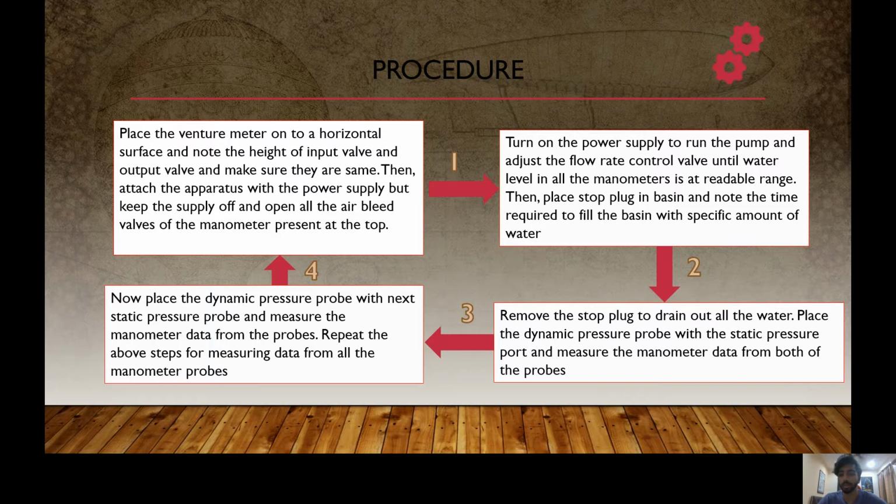Then place the dynamic pressure probe with the static pressure probe and measure the manometer data from both of the probes. Finally, the fourth step is to place the dynamic pressure probe next to the static pressure probe and measure the manometer data from the probes. Repeat the above steps for measuring data from all the manometer probes.